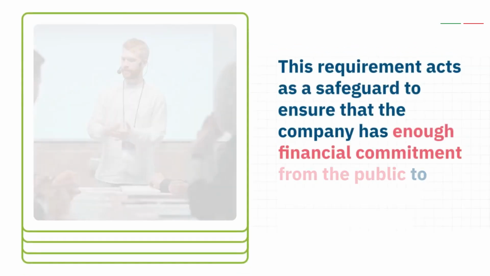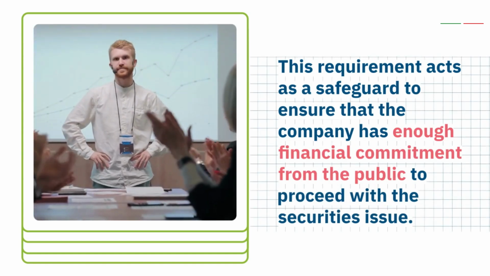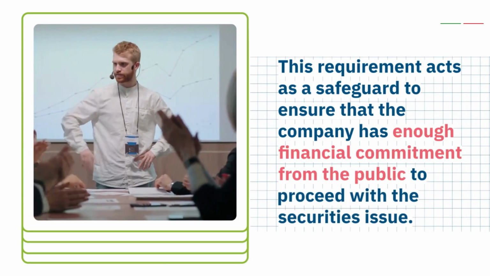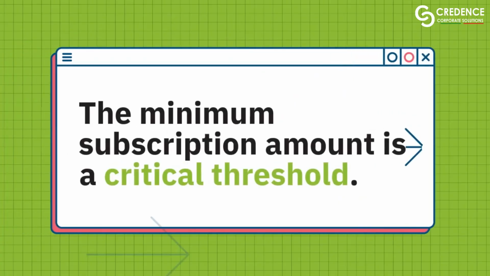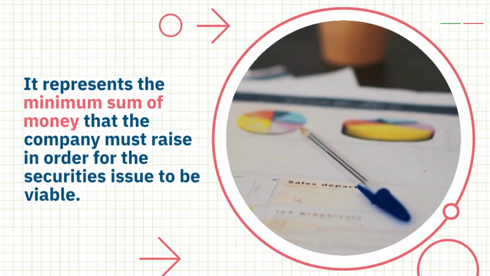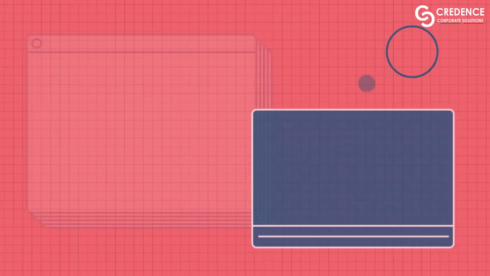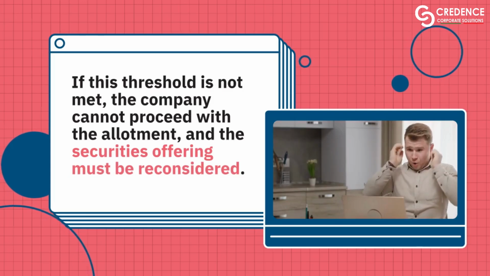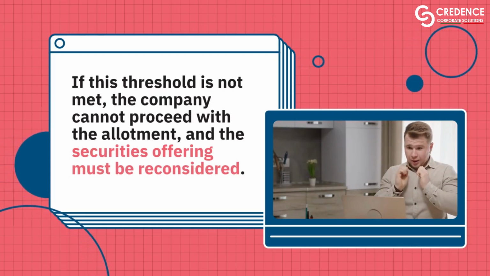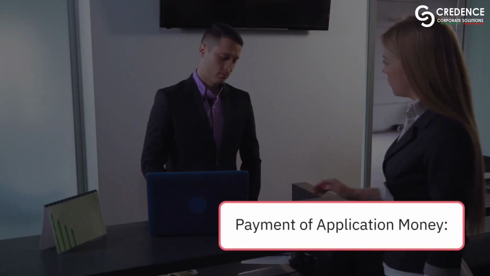This requirement acts as a safeguard to ensure that the company has enough financial commitment from the public to proceed with the securities issue. The minimum subscription amount is a critical threshold. It represents the minimum sum of money that the company must raise in order for the securities issue to be viable. If this threshold is not met, the company cannot proceed with the allotment, and the securities offering must be reconsidered.